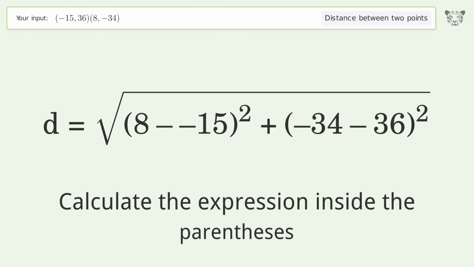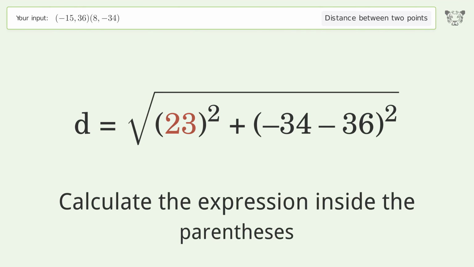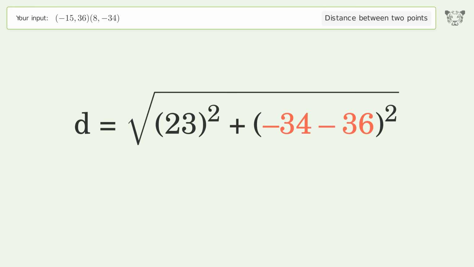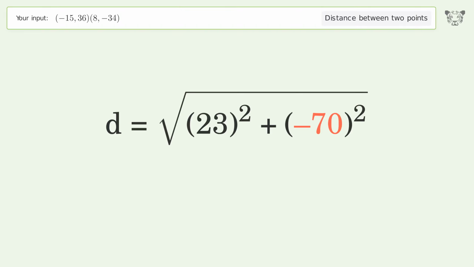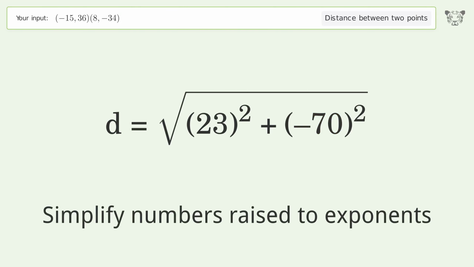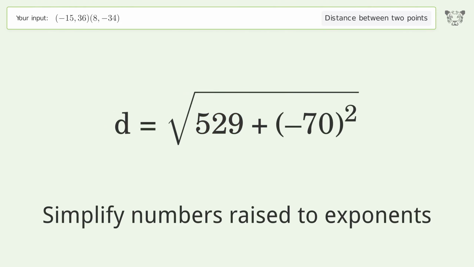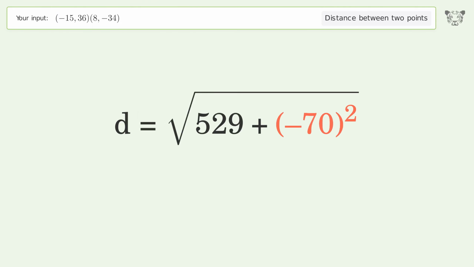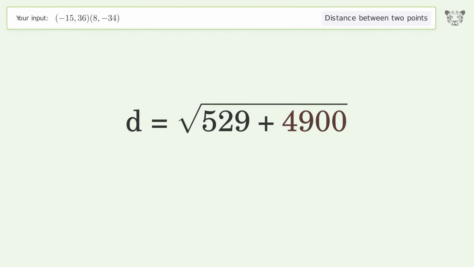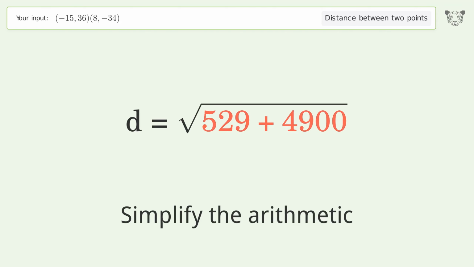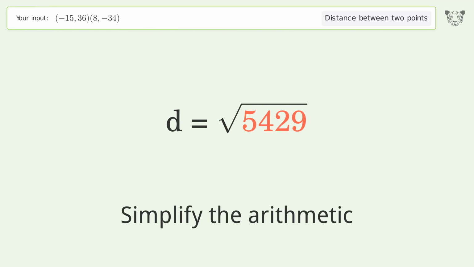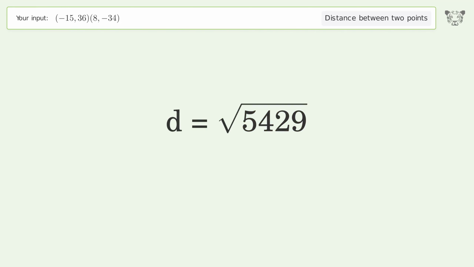Calculate the expression inside the parentheses. Simplify numbers raised to exponents. Simplify the arithmetic. And so the distance between the 2 points is the square root of 5,429, or 73.682.